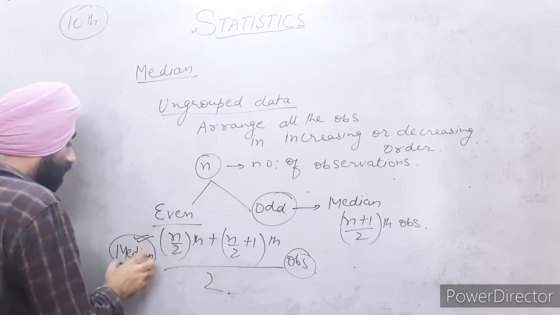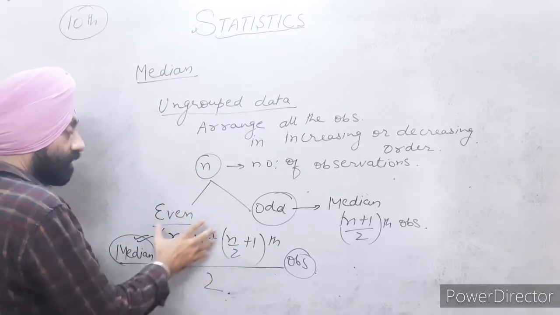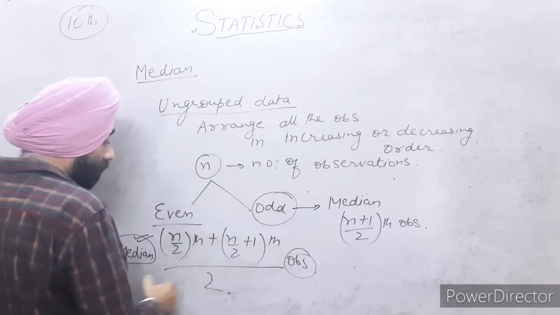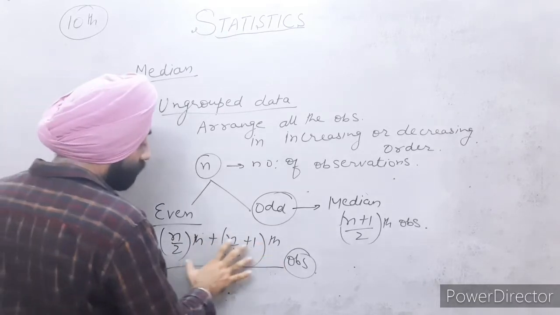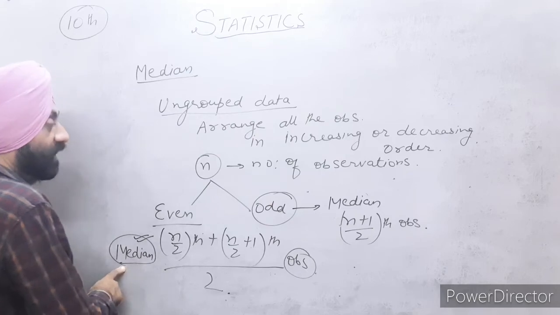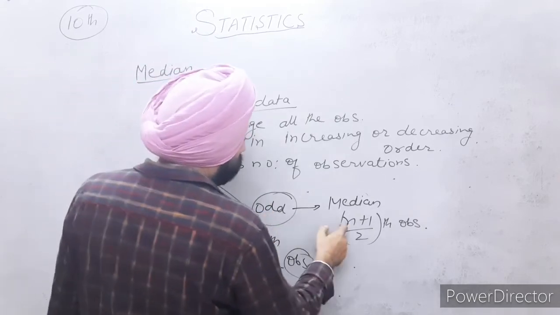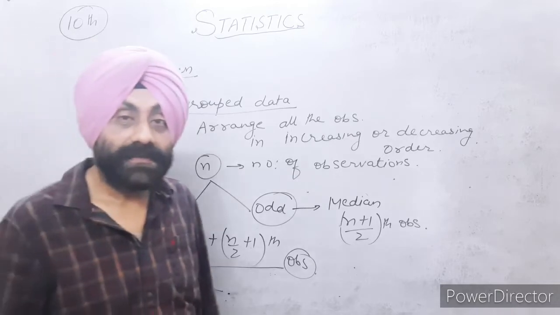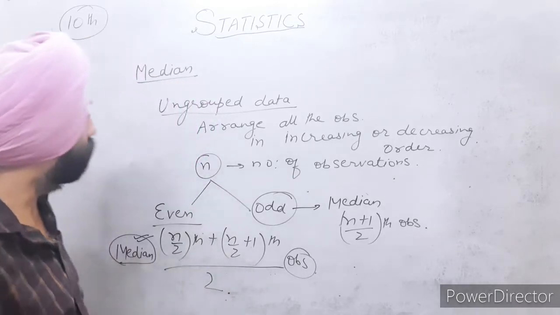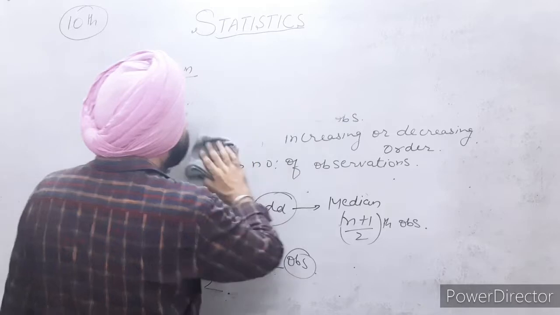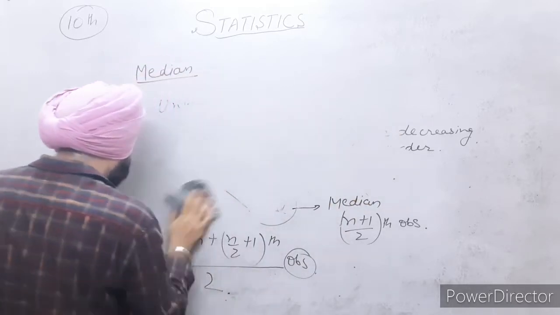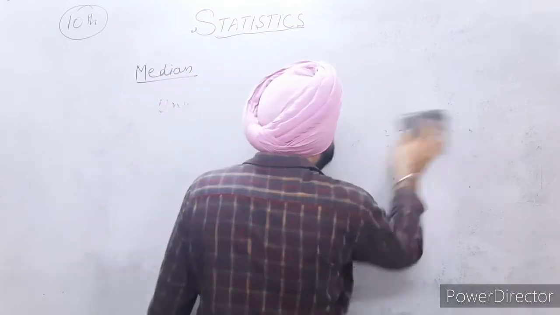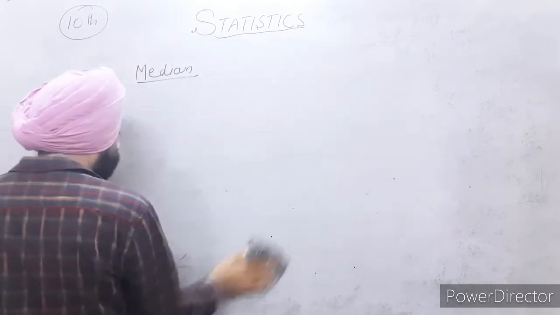If n is even, then the median is given by the n upon 2th plus (n by 2 plus 1)th observation, divided by 2. This will give you the median. Now if n is odd, then the (n plus 1) by 2th observation will give you the median. For grouped data, we again have a formula to find the median.